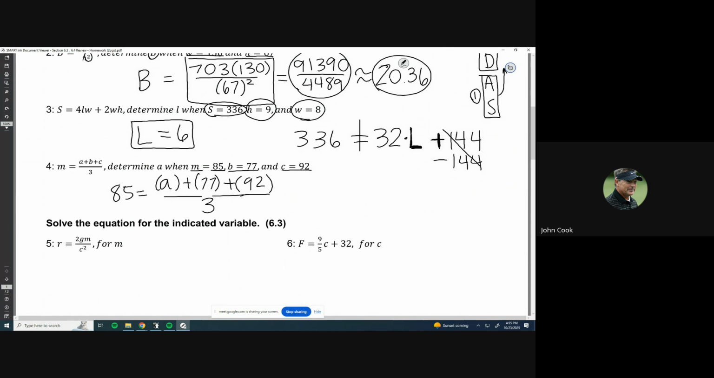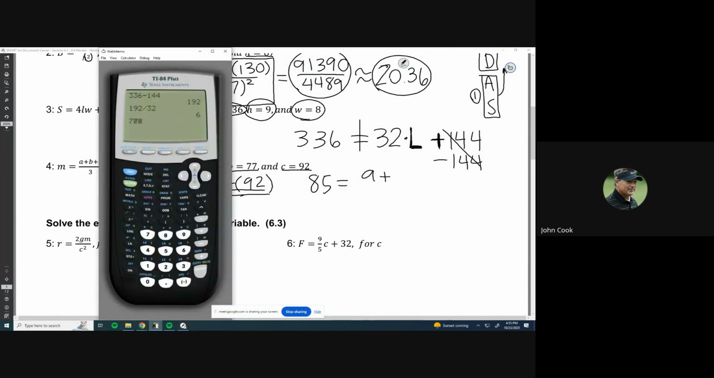So what I'm going to do now is solve this thing out. So I'm going to combine like terms first. So I've got a 77 and a 92. I'm going to add those together. So I get 85 is equal to A plus, let's see what that's going to give me, 77 plus 92, 169. And then that's all over 3.